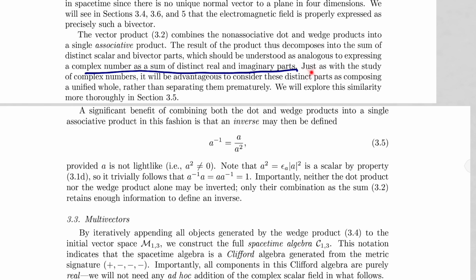And then they go on to say, just as with the study of complex numbers, it will be advantageous to consider these distinct parts as composing a unified whole rather than separating them prematurely. Yeah, so imagine you had a complex number, 7 plus 3i, but all of your math demanded you work on just this part or just that part. You had a universe of math for this and a universe of math for that. You would lose the ability to do complex analysis. So we'll explore this similarity more thoroughly in section 3.5.